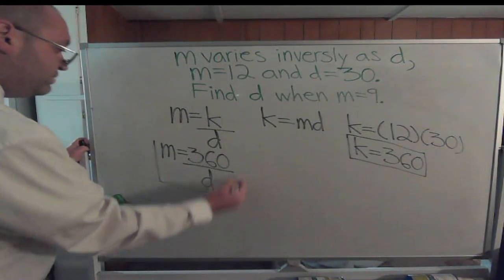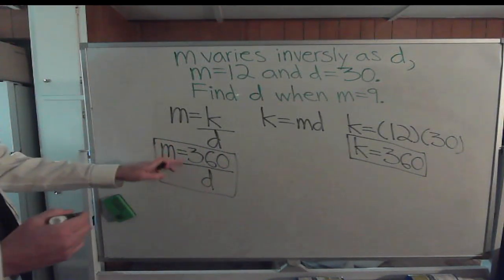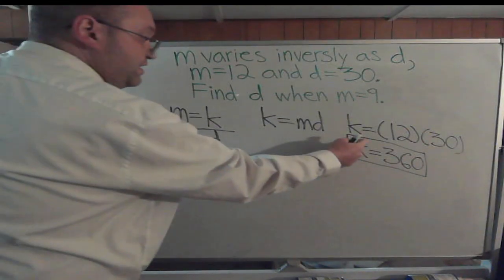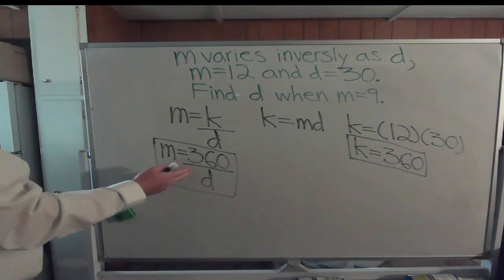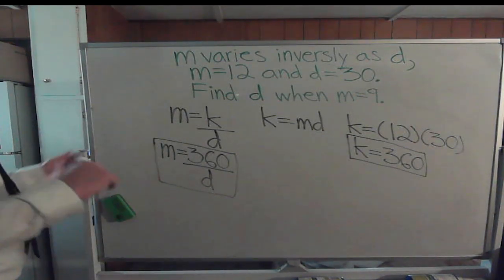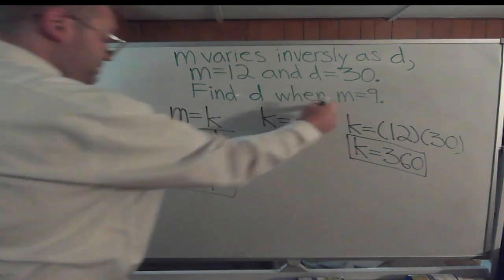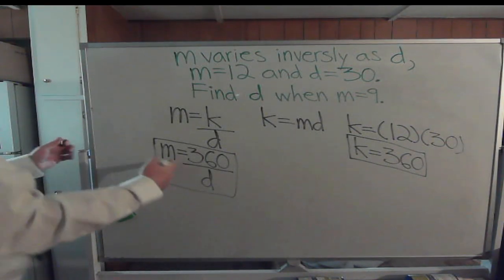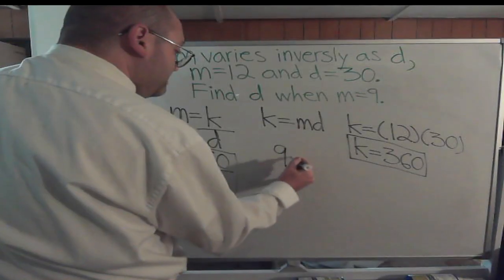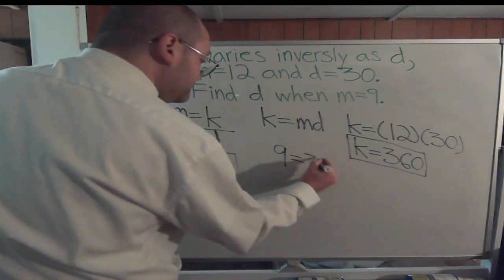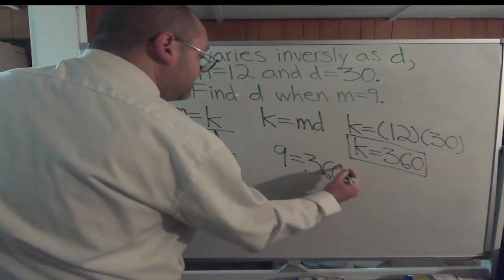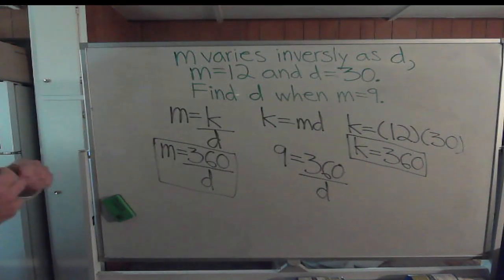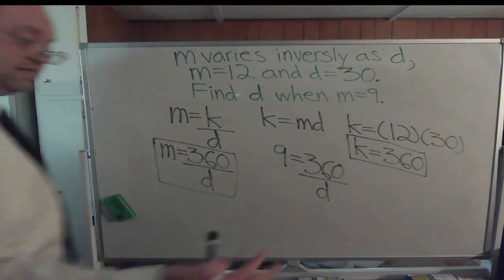So that is your new equation: M equals 360 over D. Now we have found our constant of variation and the new equation of inverse variation. Last step is to focus on the last sentence: find D when M equals 9. In this case, they give you that M equals 9, so put in 9 for M. That'll equal 360 divided by D, because ultimately we want to solve for D. That's our unknown. So 9 equals 360 divided by D.